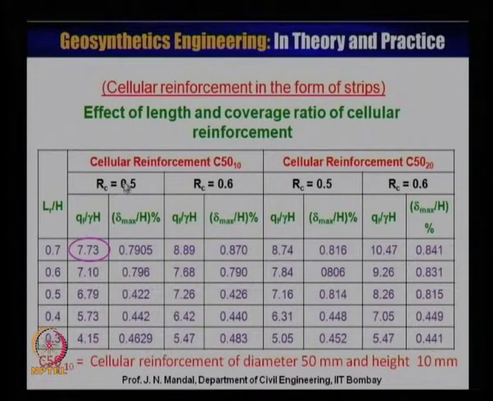Here you can see that when RC value is 0.5, it is 7.73, and when RC value is 0.6, this value is 8.89, which means it is increasing. You can also see that when the cellular reinforcement diameter is 50 and height is 50, RC 0.5 gives 8.75, but when RC is 0.6, you can see 10.47. So, it is observed that when RC is 0.6, this value is increasing. So, this may be the most suitable.